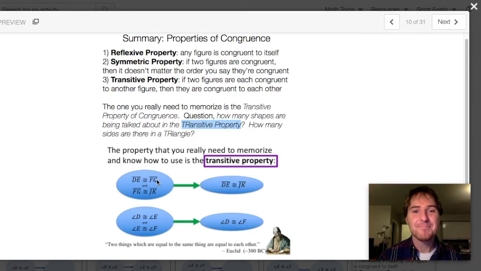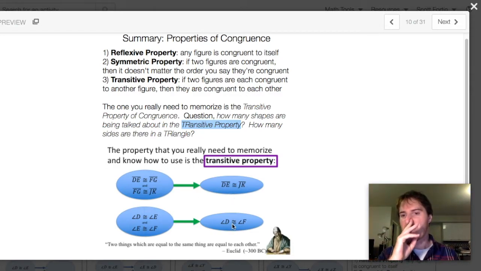But anyways, what we can deduce from this situation: FG equals these two things, so those two things have to be congruent to one another. I said equals, I meant to say congruent, because this is the property of congruence. Angle D is congruent to angle E. Angle E is congruent to angle F. And what we deduce is that angle D is congruent to angle F. If we know this, then we can do this.